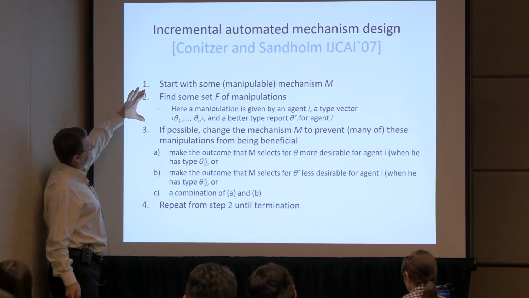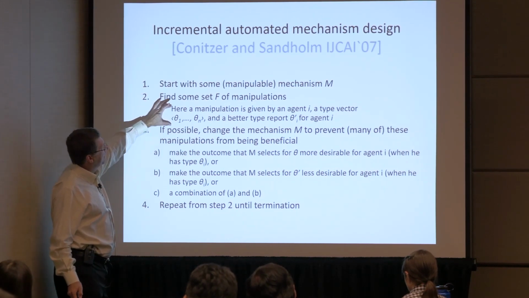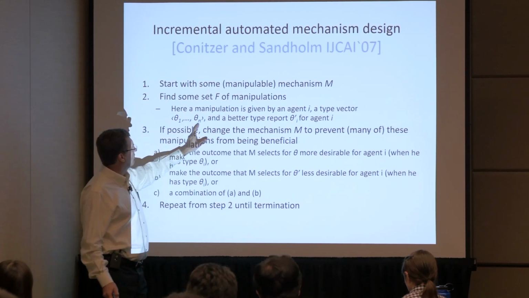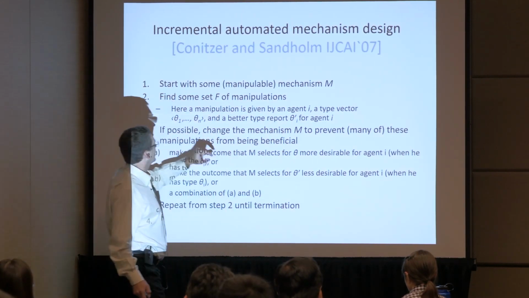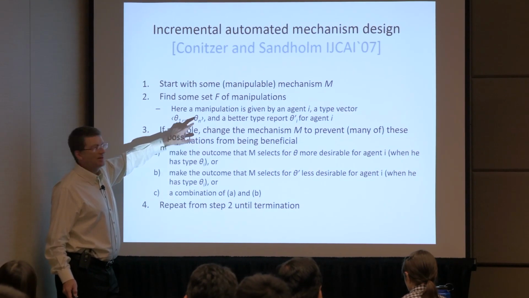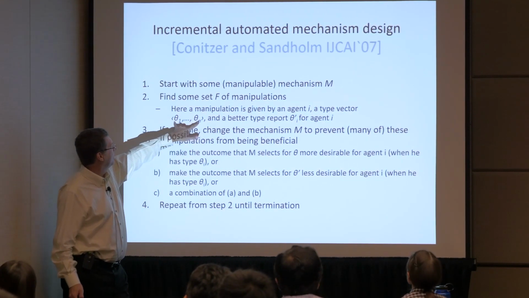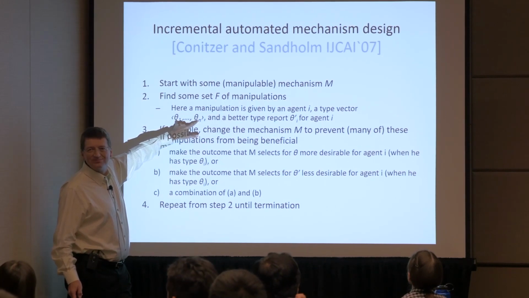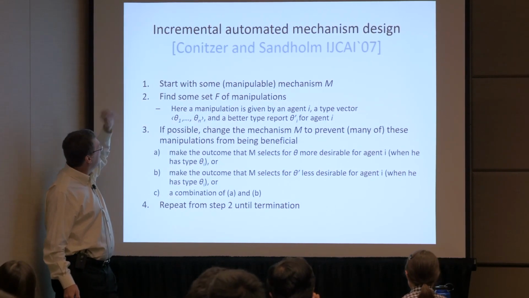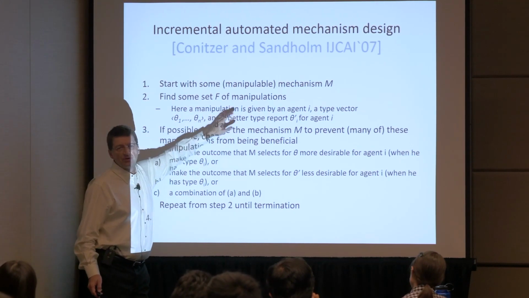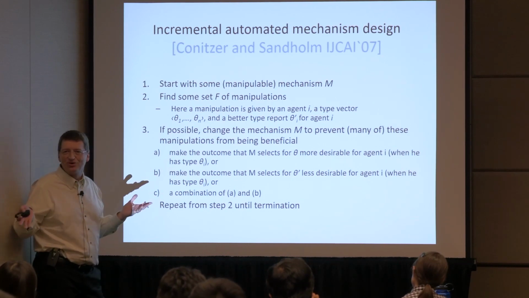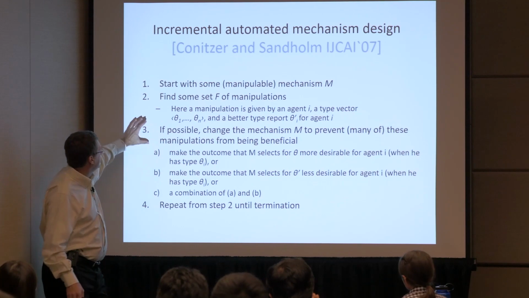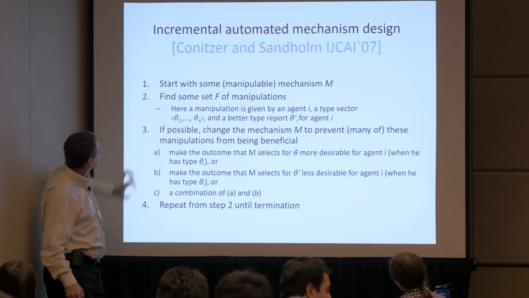Then I'm going to find some set F of manipulations. And what's a manipulation here? It's given by an agent i, a type vector theta of all of the agents, and a better type report theta prime i for agent i in this type vector. So agent i would be better off lying if this were what they all said. So that's a manipulation. And here's some choice. It's some set F. Is it all of the manipulations? Is it one of them? Is it some of them? There's a lot of choice. So this is like a template. I'll give you a couple of instances in the next slides.